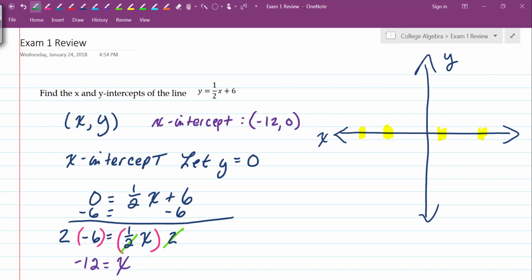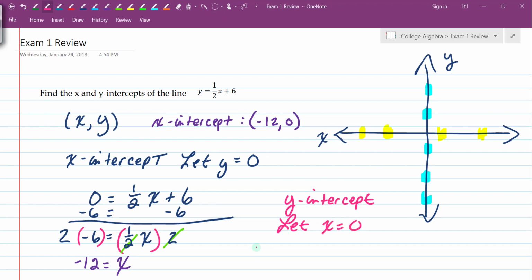Our y-intercept means that we are sitting right here on the y-axis. We are not going in the positive direction on x, and we're not going in the negative direction on x. We have to stay right here, which means therefore x equals 0. So for the y-intercept, let's switch our ink colors, and you're going to let x equal 0.